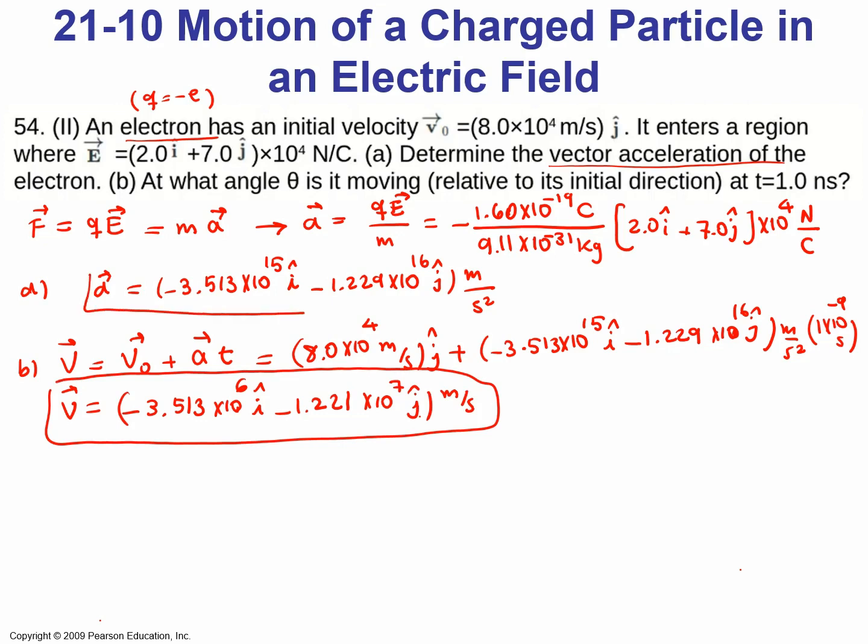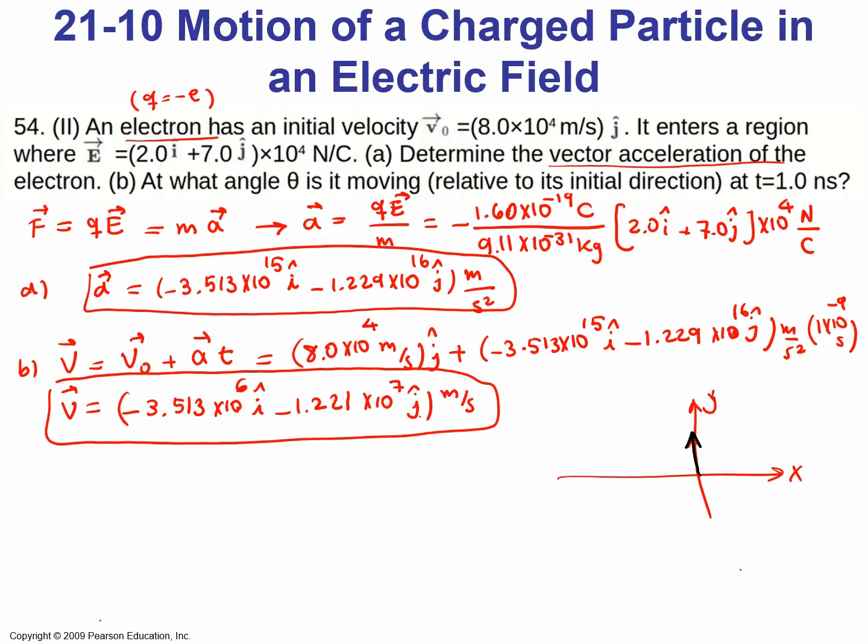So this is the acceleration vector. This is the velocity vector after 1 nanosecond. And for part B, we have to calculate the theta. So what's the angle which is forming? We say this is x direction, this is y direction. The initial velocity was along y direction. Now we have components along x and y direction toward the negative x and negative y direction.